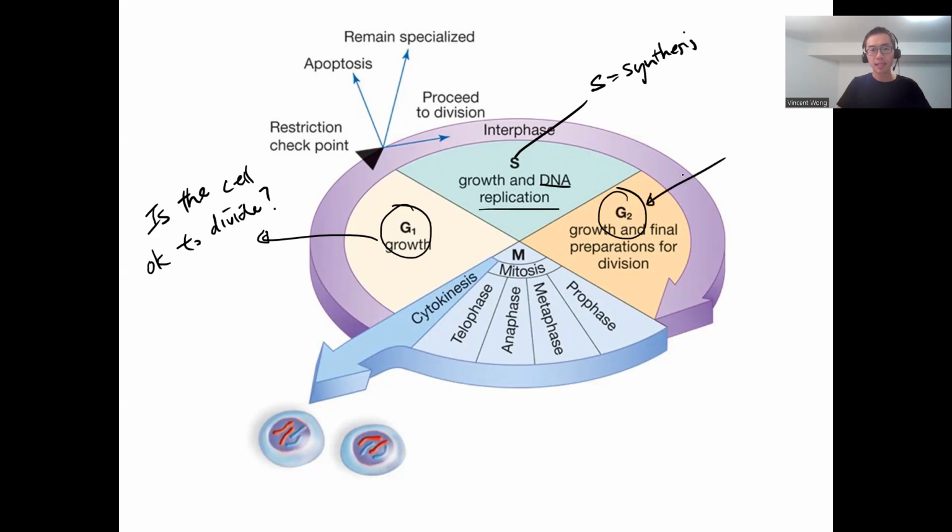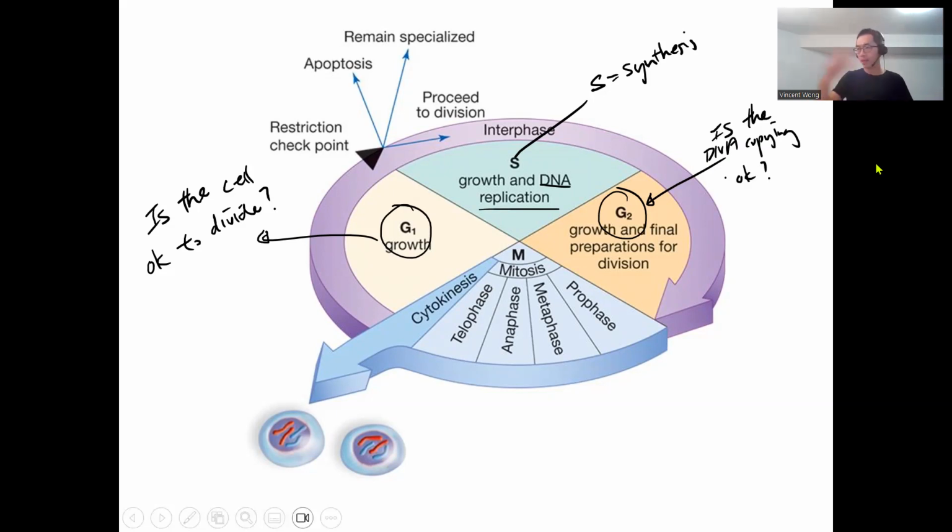G2 is basically asking, is the DNA copying okay? Like, did you do a good job copying everything, basically? Did you make any mistakes? Did you copy everything?